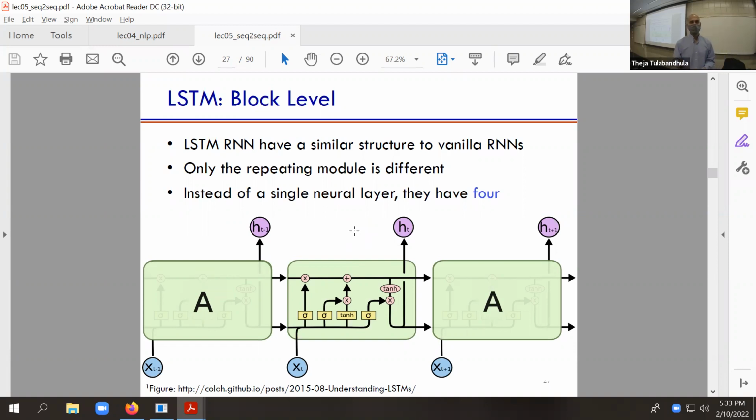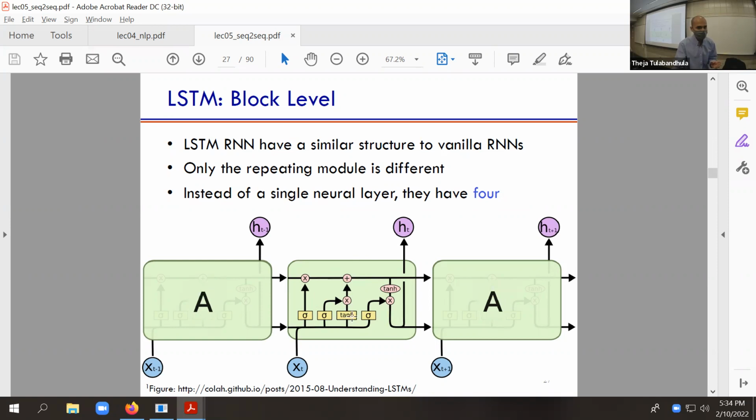Okay, so the structure is very similar. It's just that the block inside the green box has a lot more going on than the simple tanh layer that was there before. If you look at this A box, it's the same A box, but now it has more parameters. If you remember, these yellow things are neural network layers, so they'll have parameters. Nothing else has parameters. So instead of one set of parameters, it looks like now we have four sets of parameters.